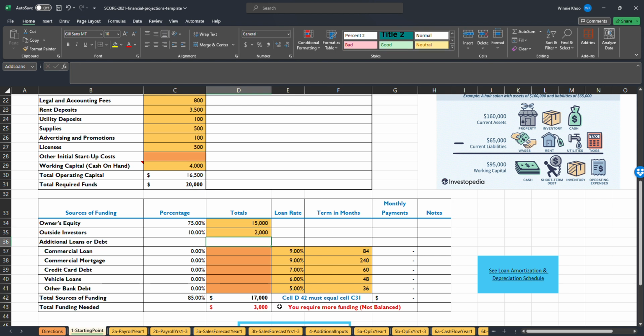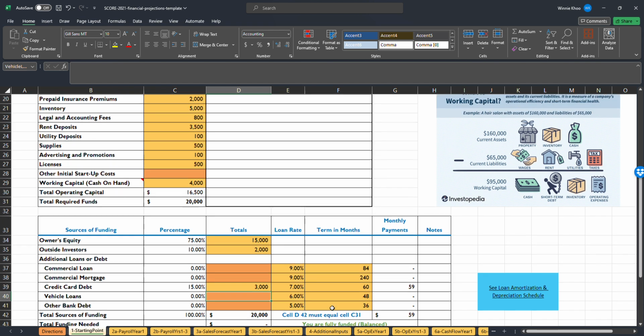I still have a little difference. I'm going to put the rest on a credit card. So that's credit card debt, about $3,000. Now, I needed 20 grand, and now I have 20 grand. And so now it's green. I'm fully funded. I have the funding available to start up the business.